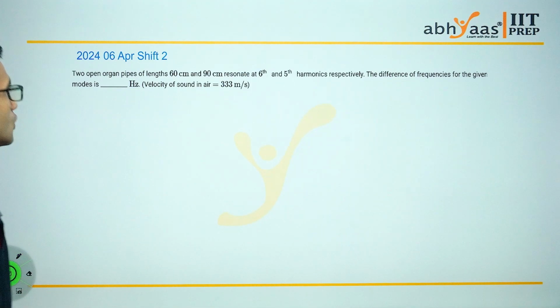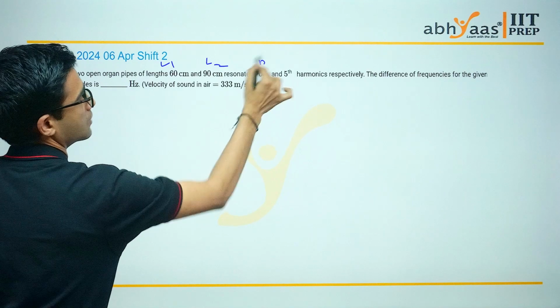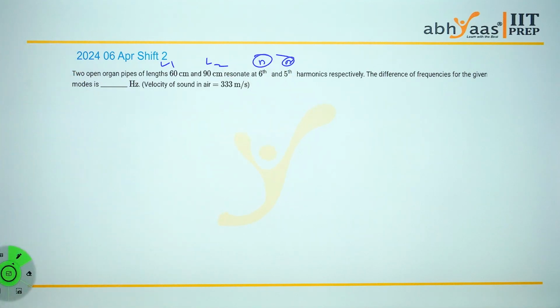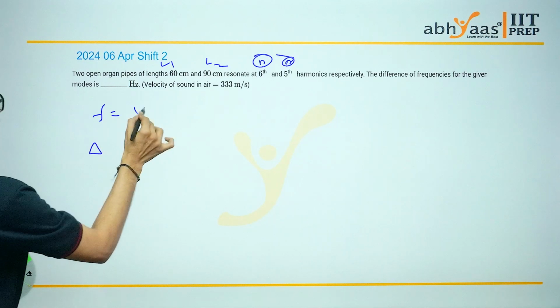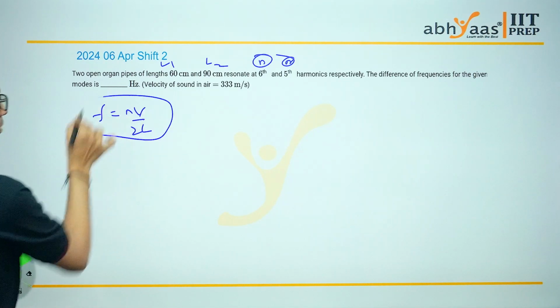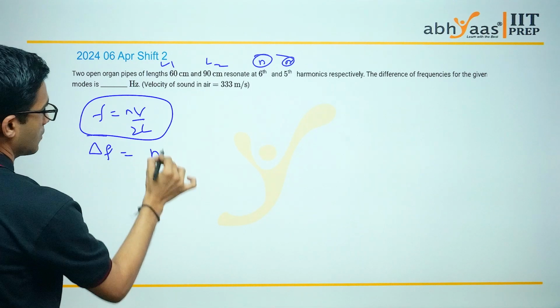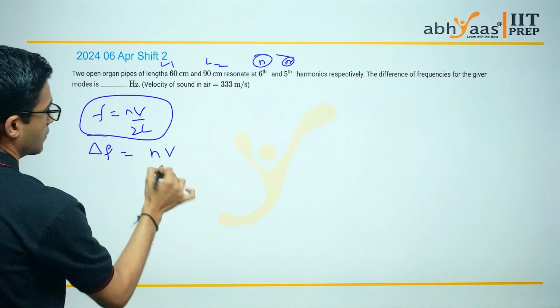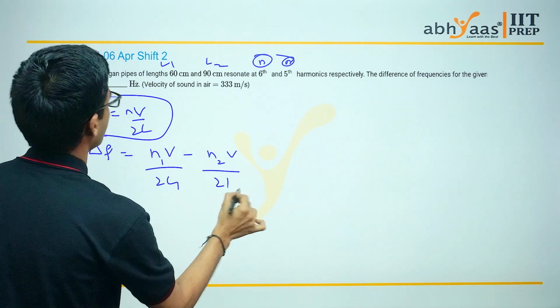Similarly, next one. Two open organ pipes. First of all, try to understand what the question is. Lengths L1 and L2 are given, and the numbers are also given. You know that the frequency for an open organ pipe is F equal to NV by 2L. So delta F is equal to N1 V by 2L1 minus N2 V by 2L2.